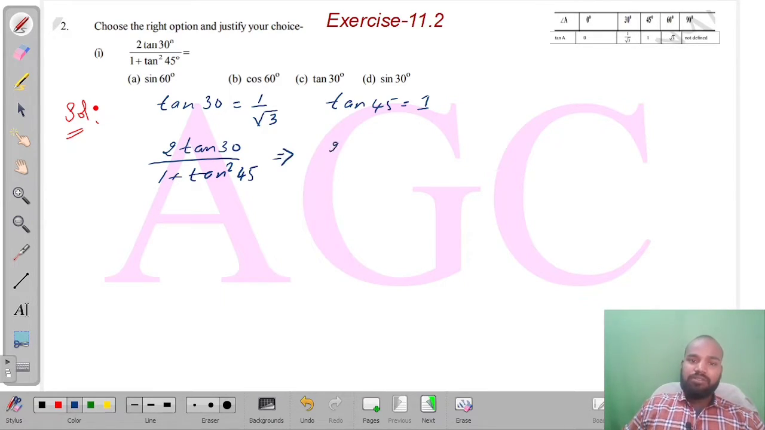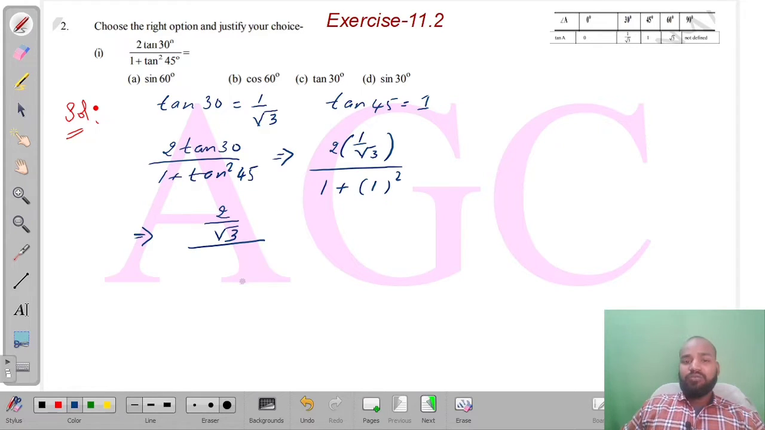So I am substituting the values. 2 tan 30, tan 30 value is 1 by root 3, by 1 plus tan square 45. Tan square 45 is nothing but 1 whole square, since the tan 45 value is 1. So by solving the equation, 2 into 1 by root 3 we get 2 by root 3, by 1 plus 1 square, that is nothing but 1 plus 1. So by solving this, 2 by root 3 by 2.